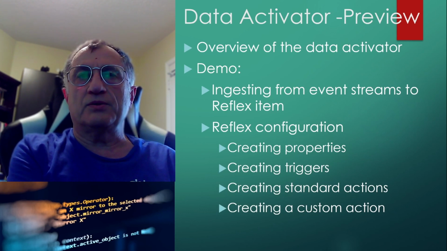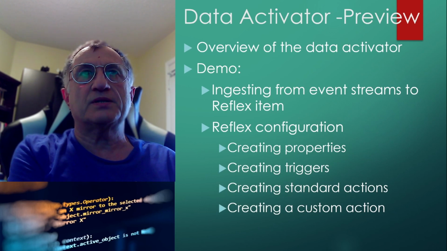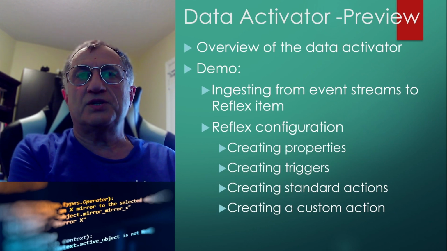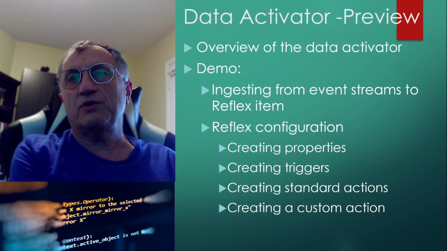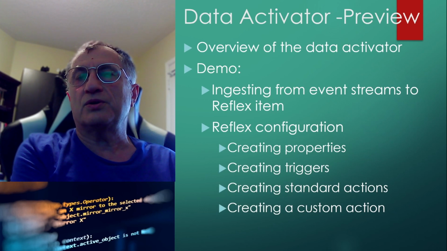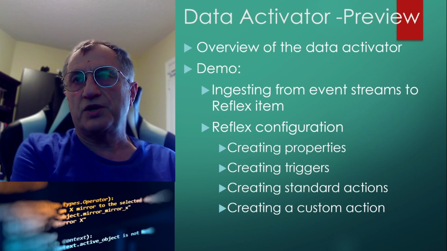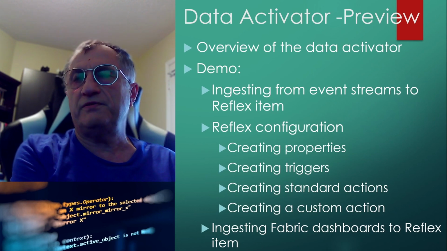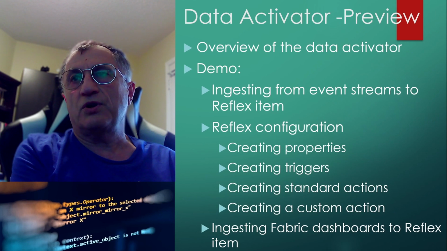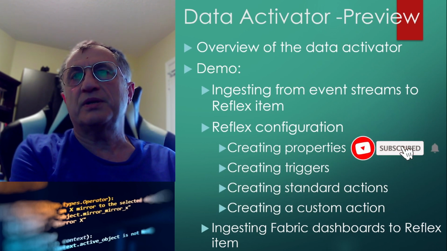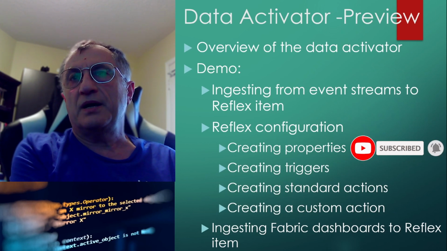And if you are not familiar with Power Automate, this is a service from Microsoft which has a lot of different connectors and which can do a lot in terms of actions. So we'll create a sample Power Automate flow and I'll show how to integrate it into your Reflex trigger configuration. In the last part of my tutorial, I'm going to demonstrate how you can feed a Reflex item from Fabric dashboards.